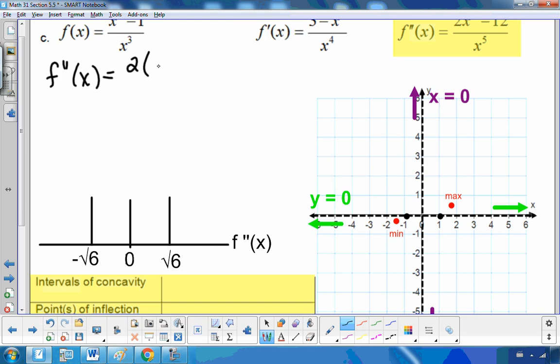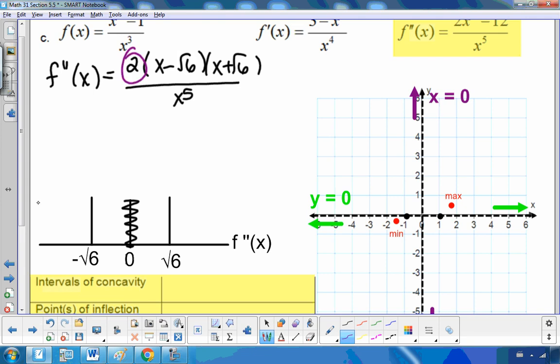So factoring out a 2, I'm left with x squared minus 6. That's a difference of squares: (x minus root 6)(x plus root 6) all over x to the fifth. So you can see I have critical values at 0, which again is my vertical asymptote, and positive and negative root 6. Putting them in, 2 is positive in each of these intervals.